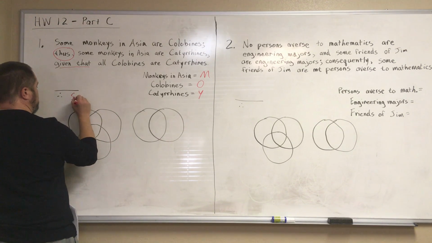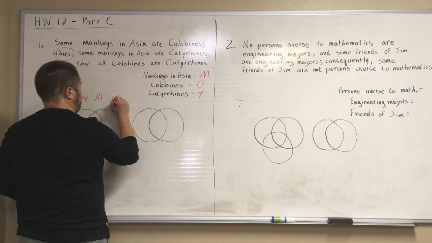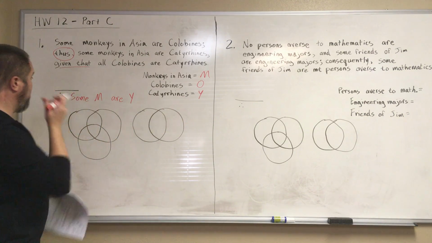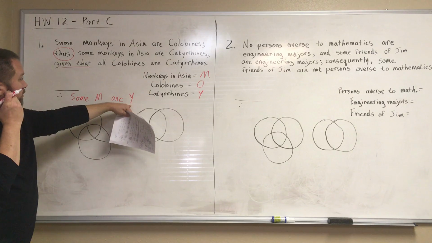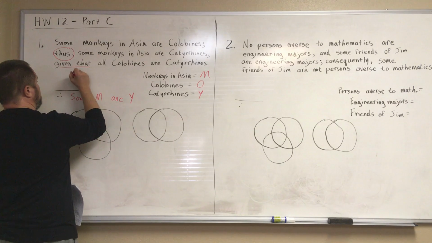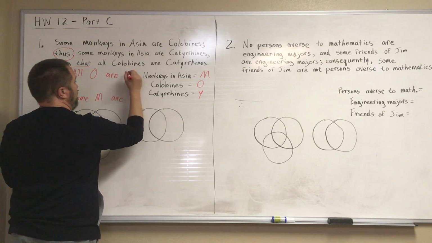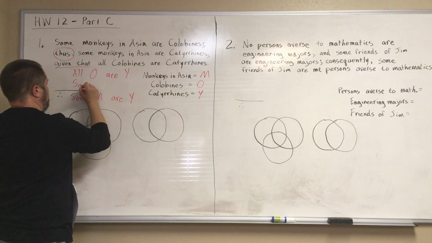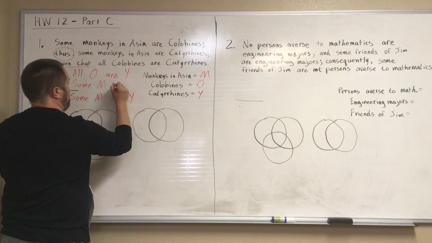Let's fill in the conclusion: some M, monkeys in Asia, are Y. Y is our major term, so the major premise is the premise with Y in it, which is the last one down here: all O are Y. Then fill in the top one, which is some M, monkeys in Asia, are O.